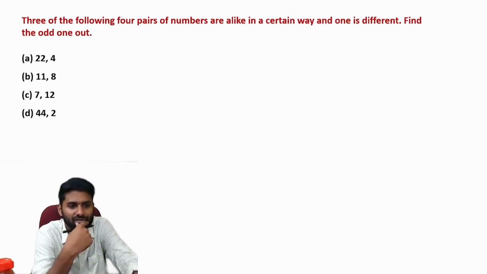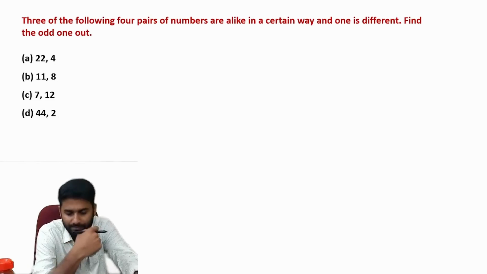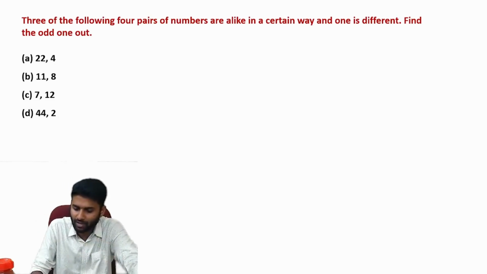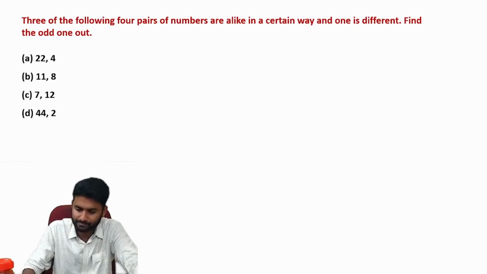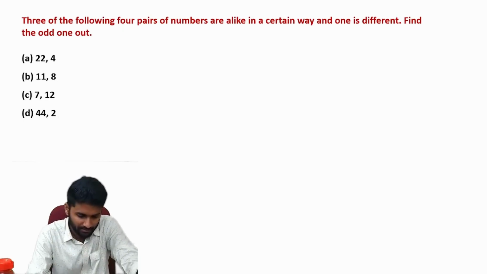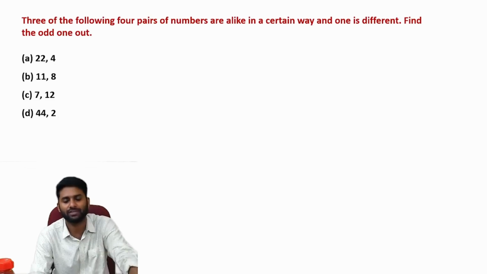Next. Go through this question. Again, which one is the odd one out? Find the odd one out pair again. 22, 4; 11, 18; 7, 12; 44 and 2. So what is your observation? What is the common thing? There is one thing common in three pairs, one is different. So you have to identify which one is different.